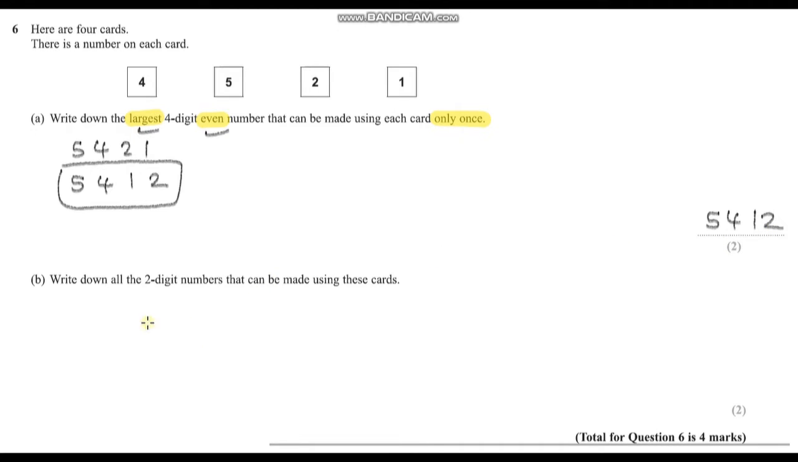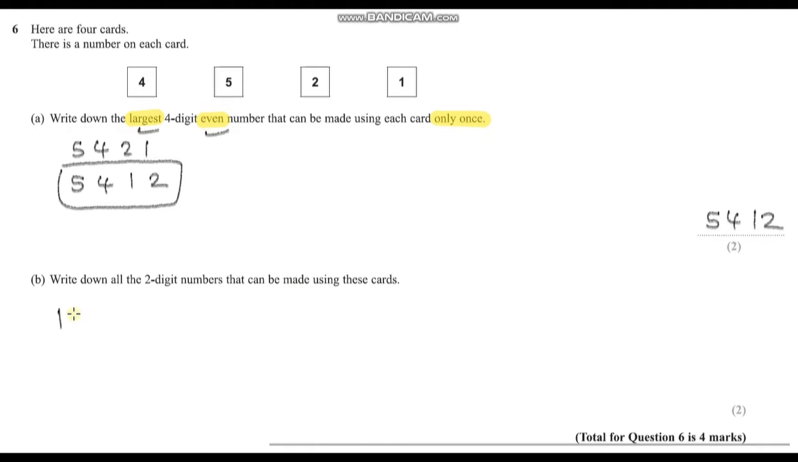Okay, part B. Write down all the 2-digit numbers that can be made using these cards. Now, whenever you're asked to write down all of something, try to be really systematic about it. Okay, so we've got the numbers 1, 2, 4, and 5. We're only making a 2-digit number. And we can only use each card once. So we can't have 11. That would not be a valid option because there's only one 1. Okay, so let's do it from the smallest to the largest. So we're doing it systematically.